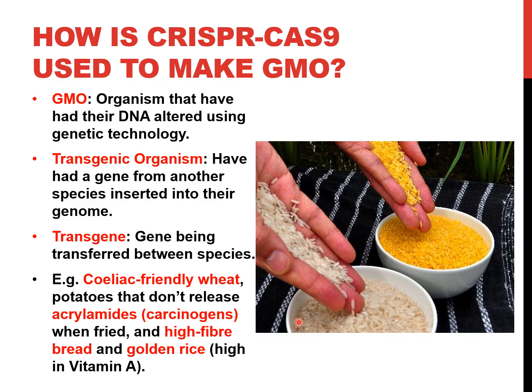So what are some examples? We can make celiac-friendly wheat, so wheat that celiac people can eat, which is a net positive gain. Potatoes that don't release acrylamides and other stuff when you fry them, for example, which is a carcinogen, so that leads to cancer. High fiber bread, as well as the golden rice that we should be aware of, which is high in vitamin A and is grown in second and third world countries to reduce the rates of blindness in children who have vitamin A deficiency. These are really the uses for CRISPR-Cas9.